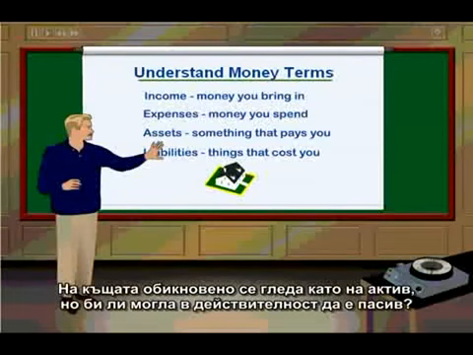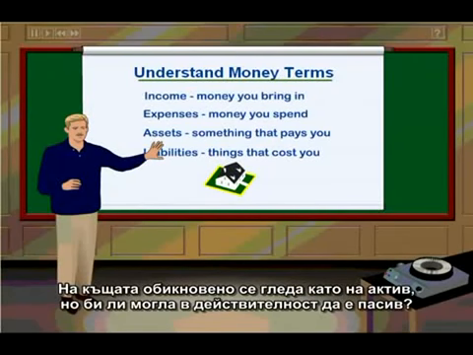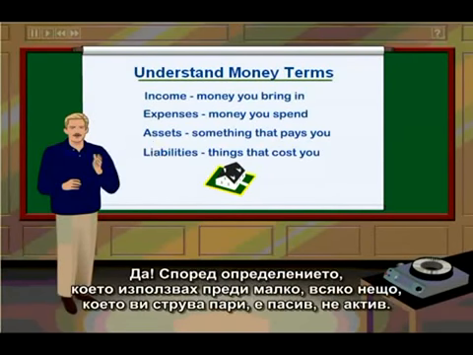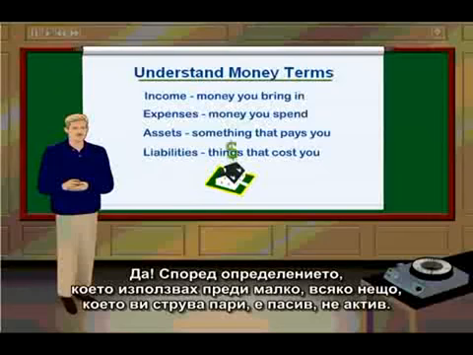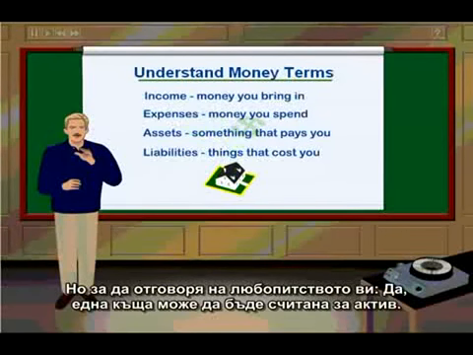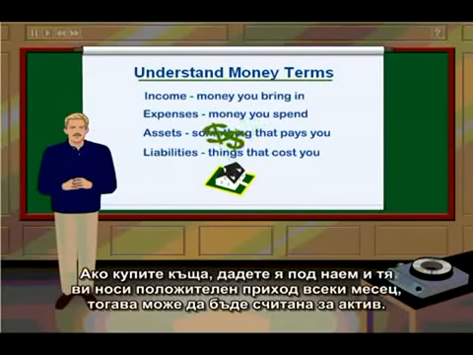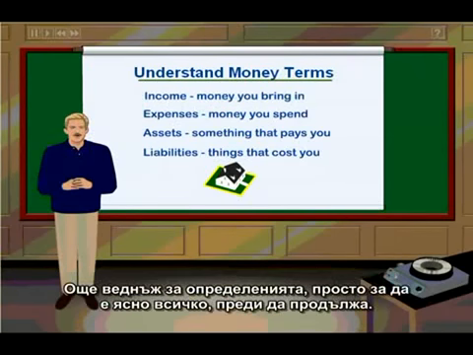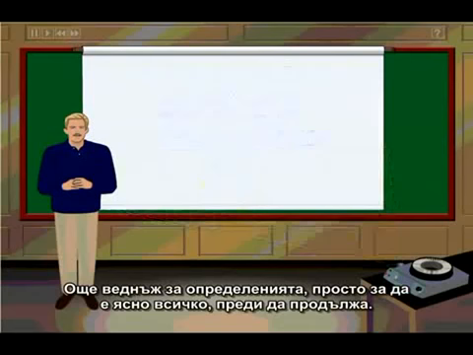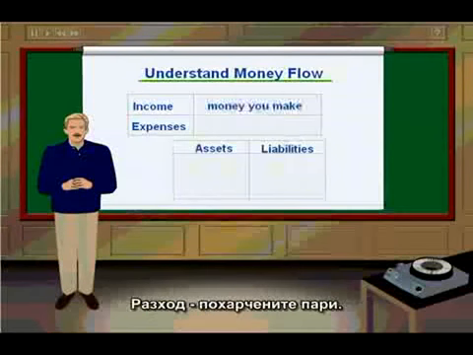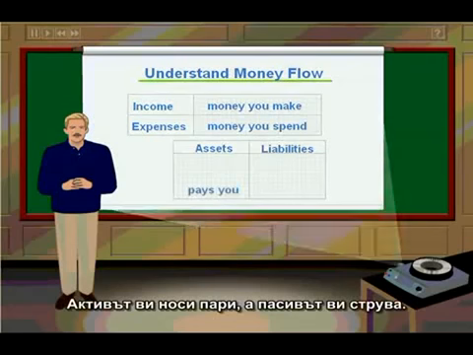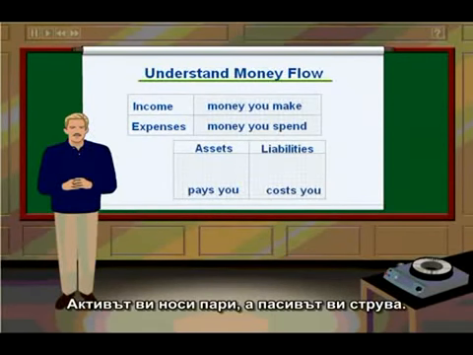A house is typically viewed as an asset, but can it actually be a liability? Yes. By the definition I used earlier, anything that costs you money is a liability, not an asset. But to answer your curiosity, yes, a house can be considered an asset. When is it an asset? When it pays you money. If you were to buy a house and rent it out, and it paid you a positive cash flow every month, that would then be considered an asset. One more time on the definitions, just to be very clear before we continue. Income is money you make, expenses are money you spend, an asset pays you, and a liability costs you.